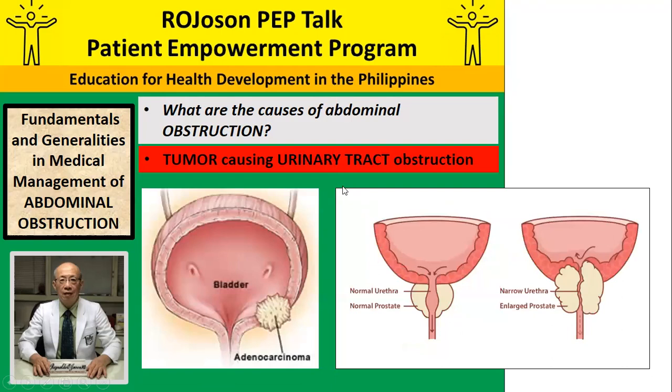Tumor causing urinary tract obstruction. You can have a tumor here in the bladder. If it grows bigger and bigger, then it can also cause obstruction, especially at the opening of the ureter. And then the other common type of urinary tract obstruction, especially in males, is the prostate causing obstruction.